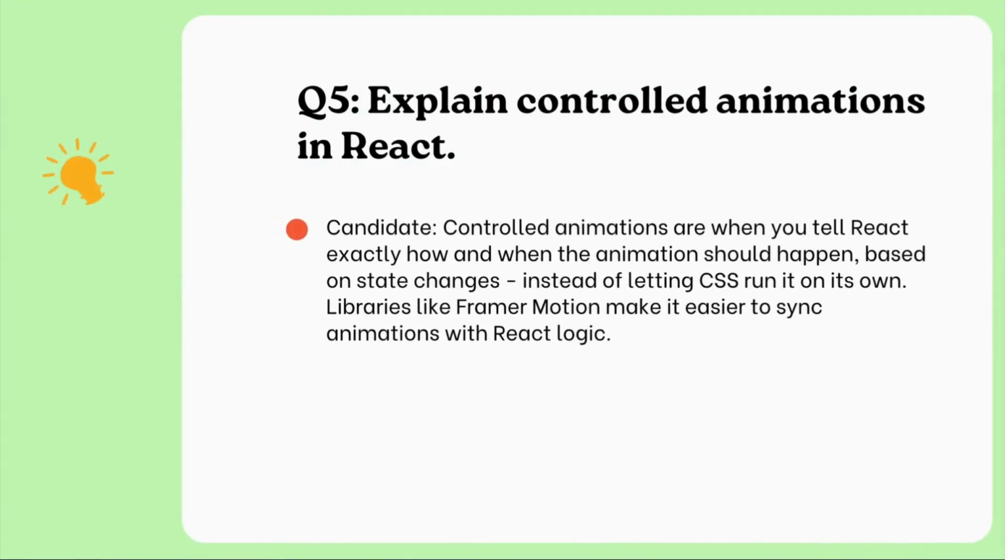Explain controlled animations in React. Controlled animations are when you tell React exactly how and when the animation should happen, based on state changes, instead of letting CSS run it on its own. Libraries like Framer Motion make it easier to sync animations with React logic.